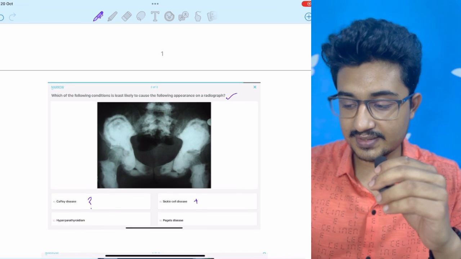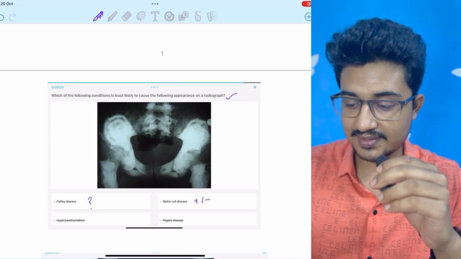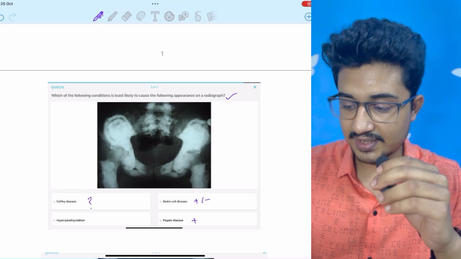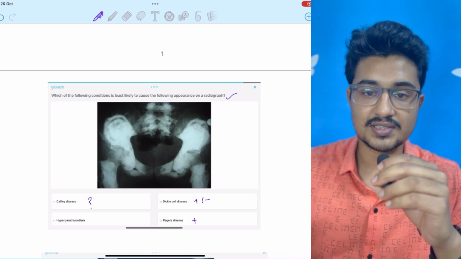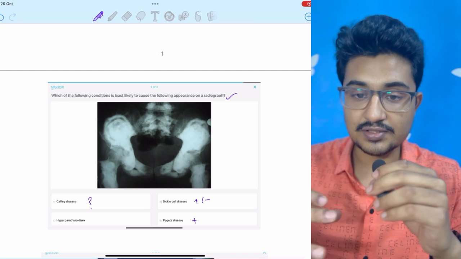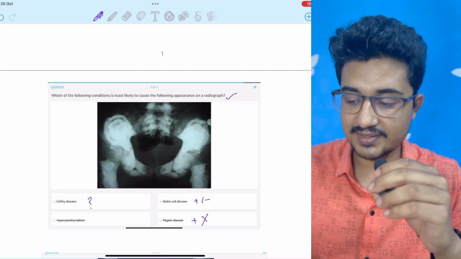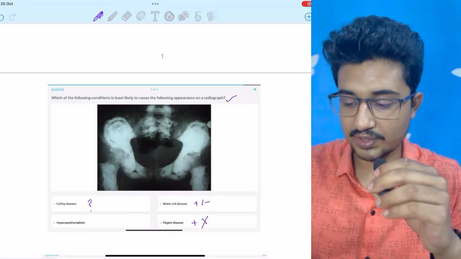Sickle cell disease, plus minus. Paget's disease, yes, it will be seen in Paget's disease because there is bone in bone appearance and there is more osteoblastic activity. So bone will be hyperdense. So Paget's disease, it will be seen. This is ruled out completely.